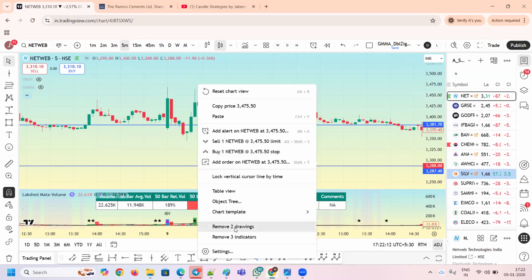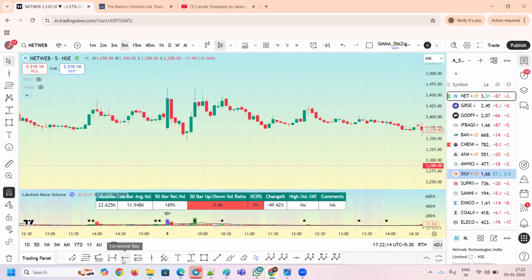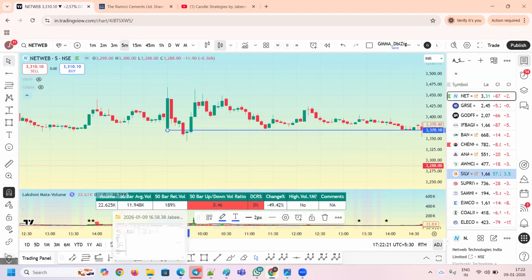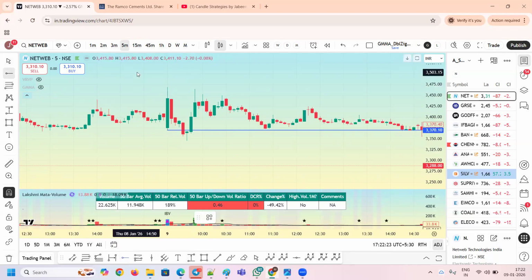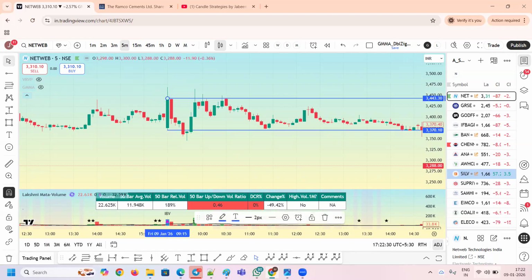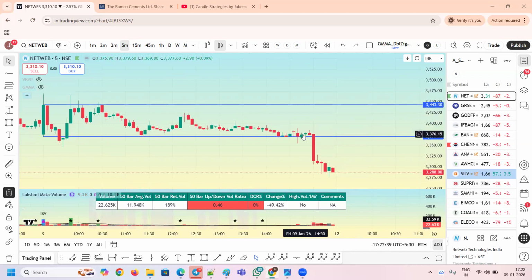I will remove the other two drawings and I will keep this. Maybe this will be the place where the strength of the stock lies. Okay. First candle leaving the wick, this one. So this may move in this range. See, if it goes below this, it will go down like anything. Got it?